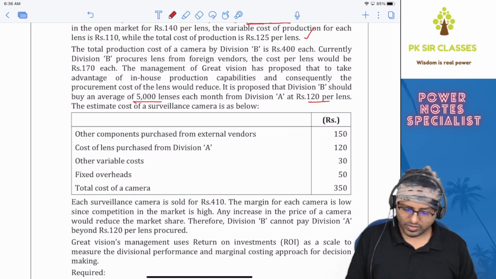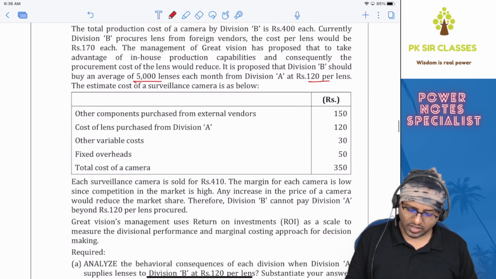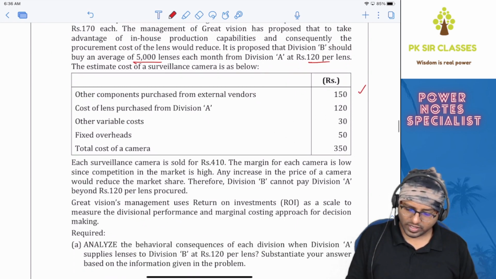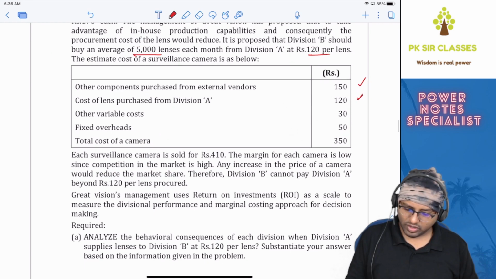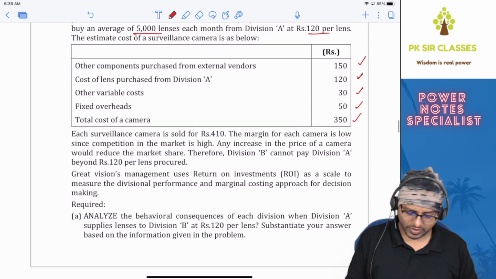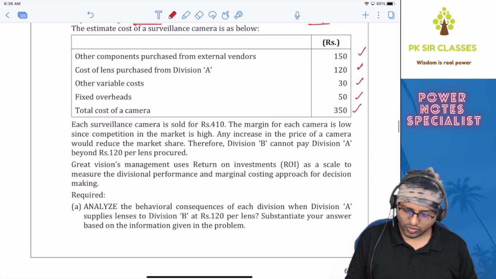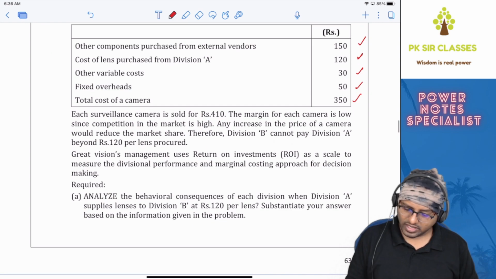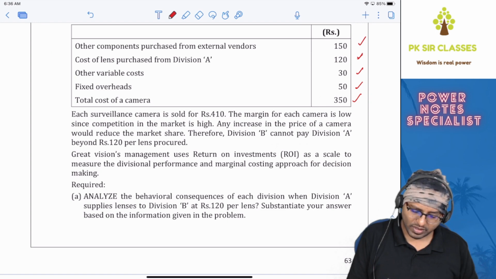The estimated cost of a surveillance camera is as below. Other components purchased from external vendors 150. Cost of lens purchased from Division A 120. Other variable cost is 30. Fixed overheads is 50. And total cost of the camera is 350. Each surveillance camera is sold for rupees 410. The margin for each camera is low since competition in the market is high. Any increase in the price of camera would reduce the market share. Therefore, Division B cannot pay Division A beyond 120 per lens procured.